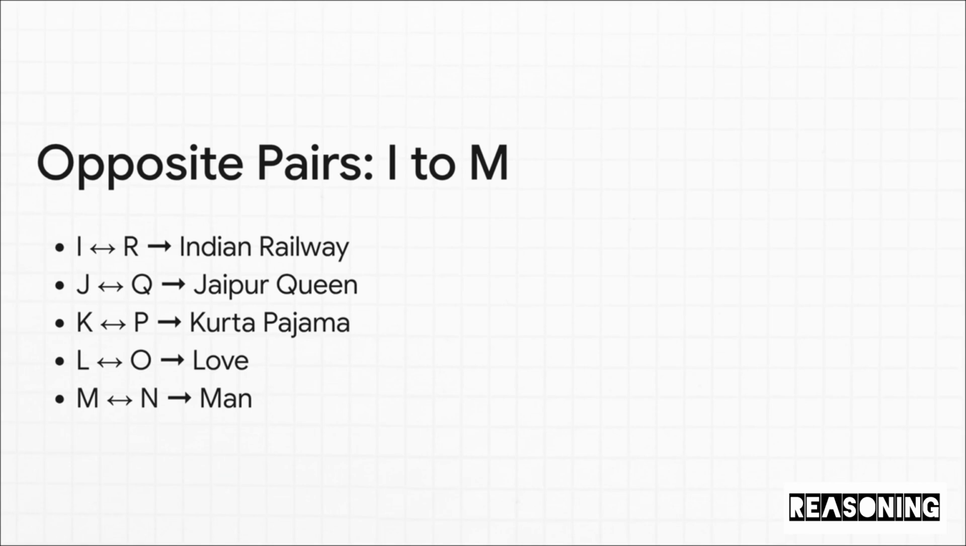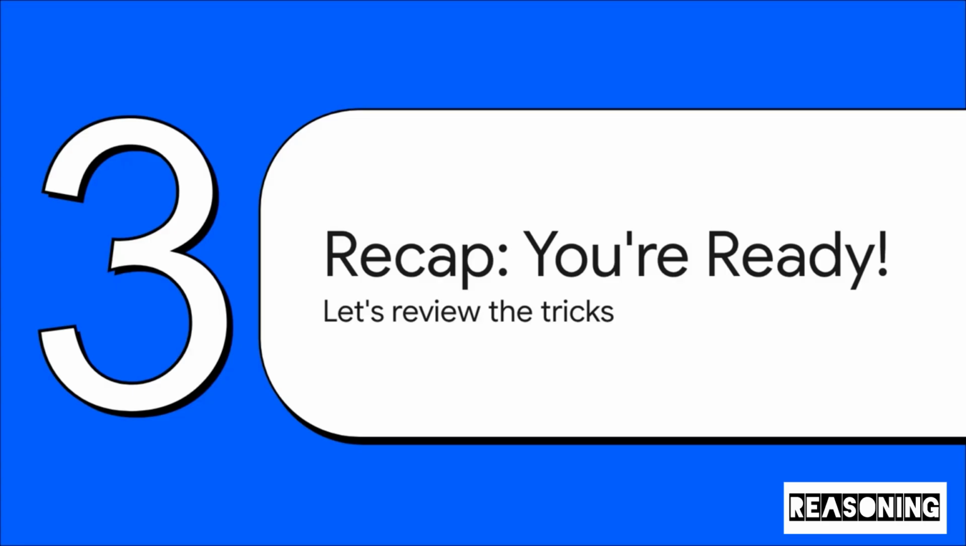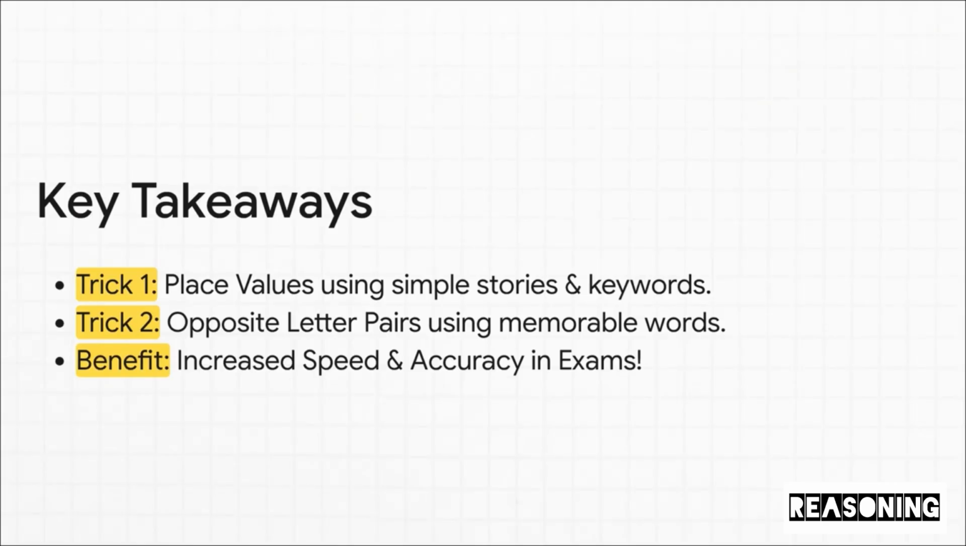And just like that, with one simple story, you've memorized every single opposite pair. And that's it. Can you believe it? With just these two tricks, you are well on your way to becoming a master of the alphabet series. Let's do a quick recap of what we've learned. So today, we learned two incredibly powerful tricks. First, we mastered the place values using simple stories and keywords. And second, we memorized all the opposite letter pairs using one fun, memorable story.